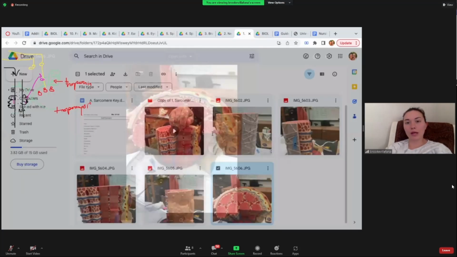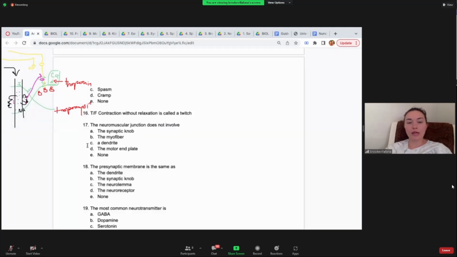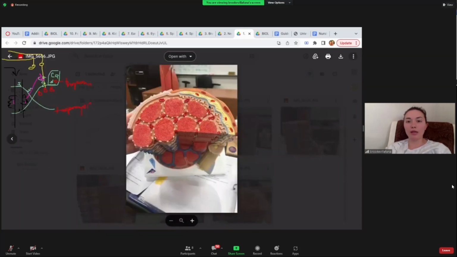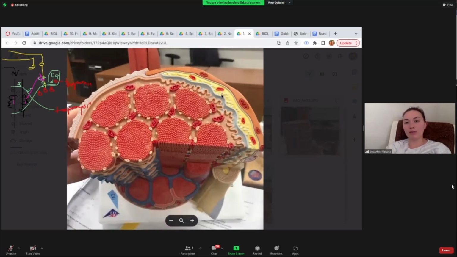So if you were answering that over here, the answer to this is C, because the neuromuscular junction involves the synaptic knob communicating with the motor end plate on the myofiber. So the question she's asking goes with that question, because this motor end plate is this little squiggly part right here. And this yellow is the synaptic knob with the little synaptic vesicles inside that have the neurotransmitter. This is the synaptic cleft, then the motor end plate. So what you see here is a neuromuscular junction.